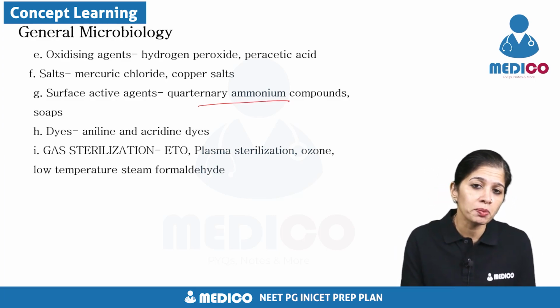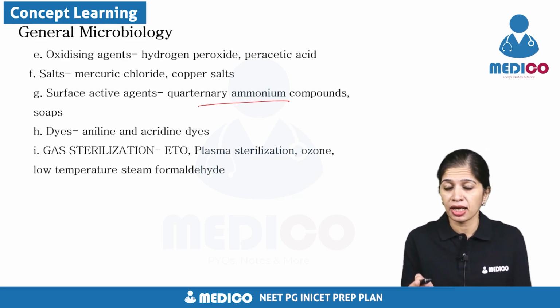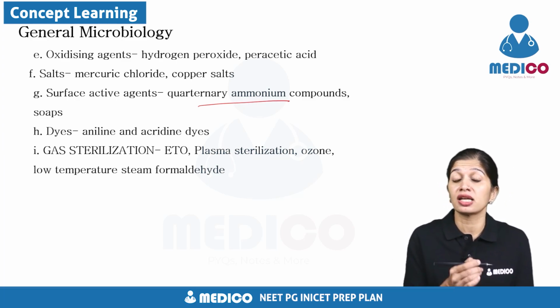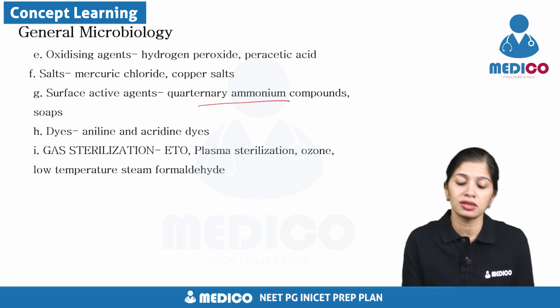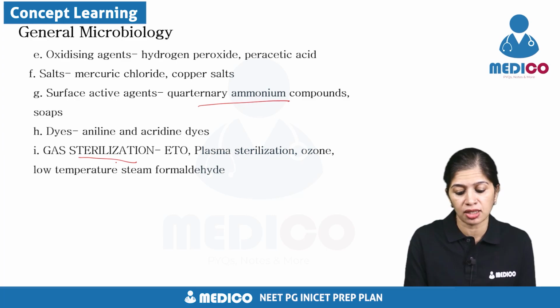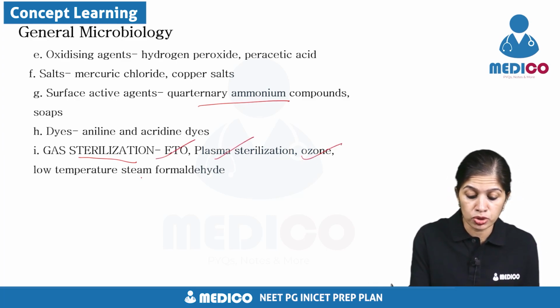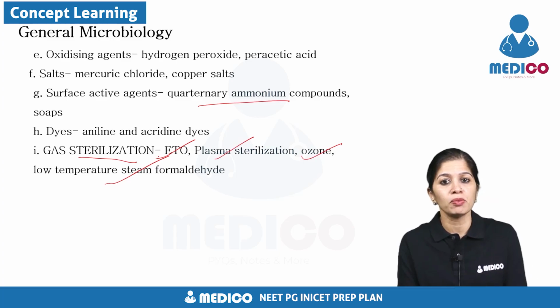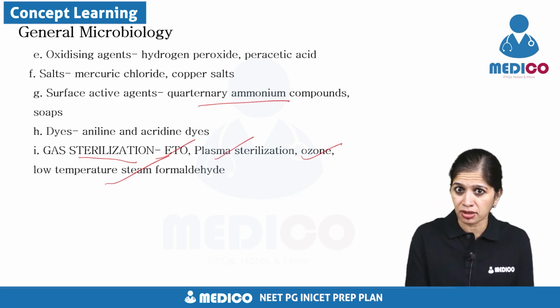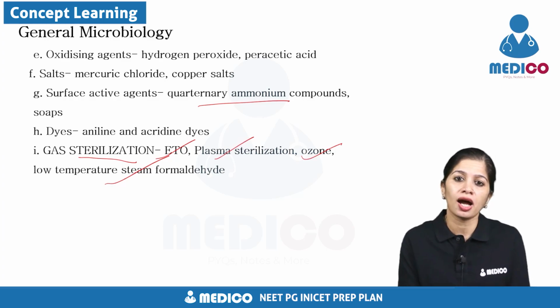And even though we are mentioning disinfectants, there are certain chemical agents which can act as sterilants when they are used at higher temperatures. So gas sterilization is possible using certain chemicals like ethylene oxide, plasma, ozone and low temperature steam formaldehyde. So there are certain chemicals which can act as sterilants when they are used in sufficiently high temperatures.